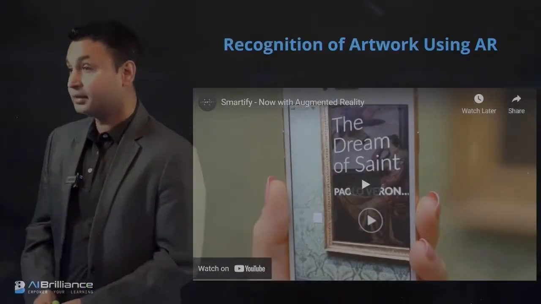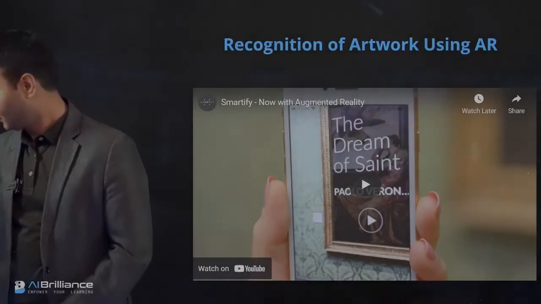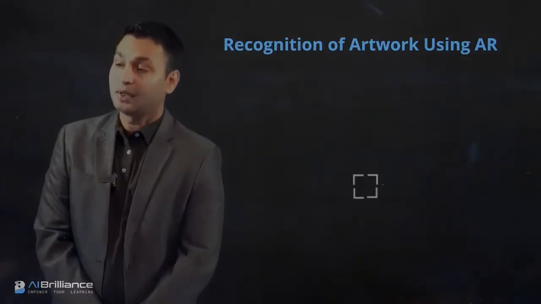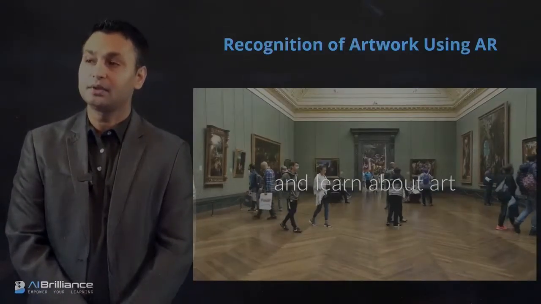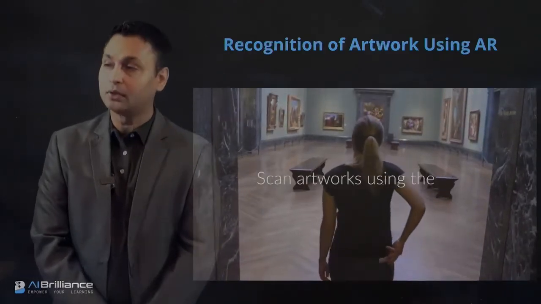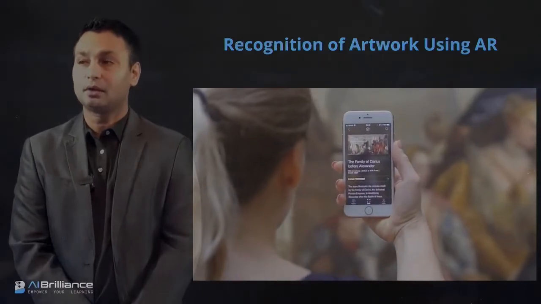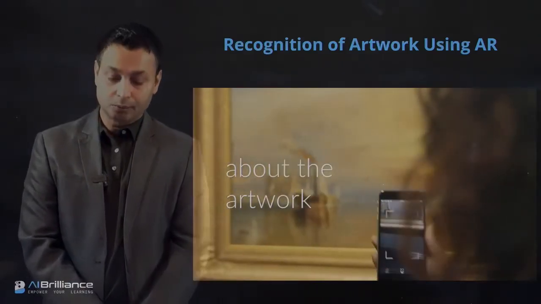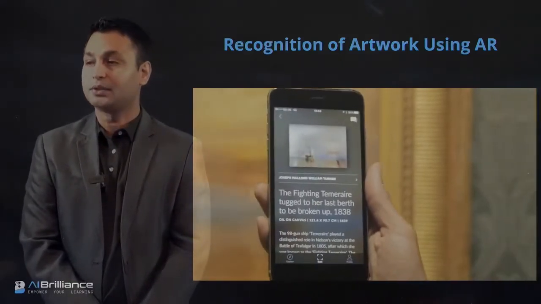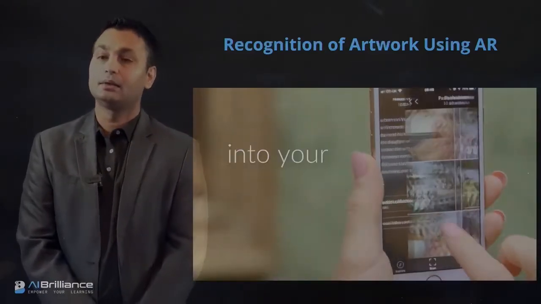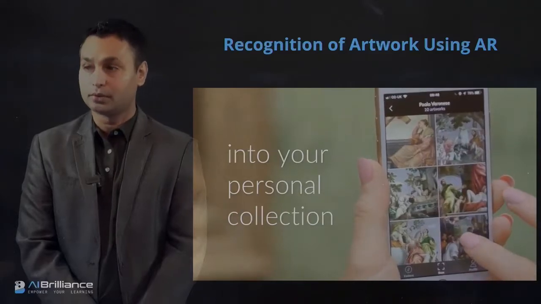The second application that I also want to talk about is a very interesting one. Smartify is a company which is using a convolutional neural network type of pipeline for automatic recognition of artwork. You can have this app and scan an image of a painting or an artwork, and this recognition is done through a CNN pipeline.